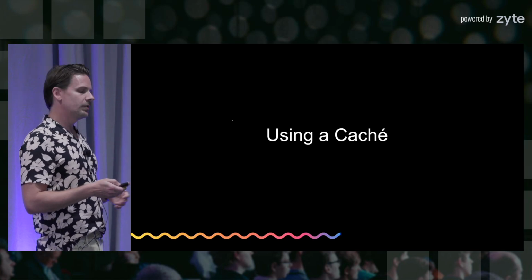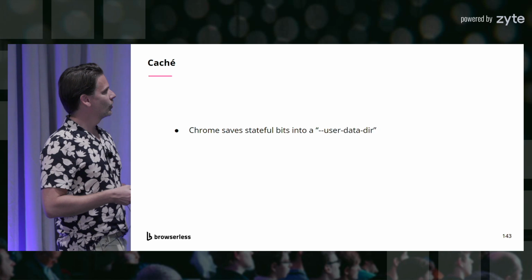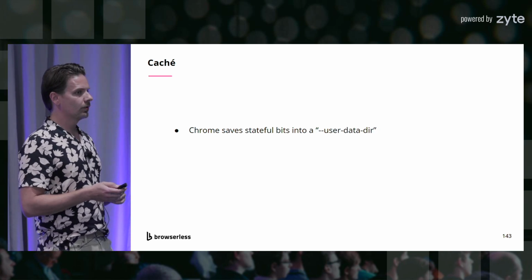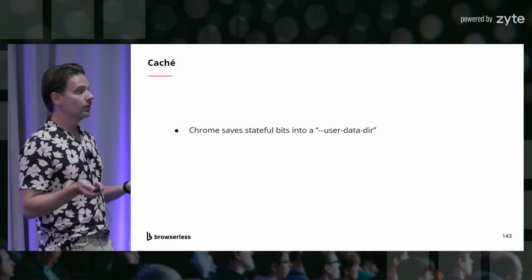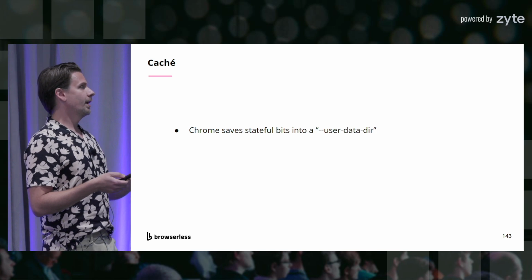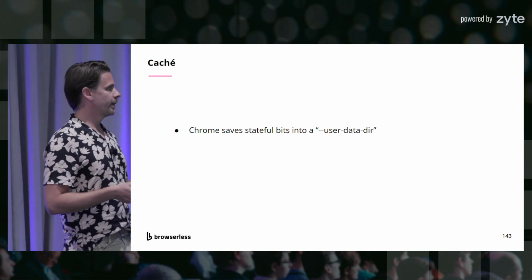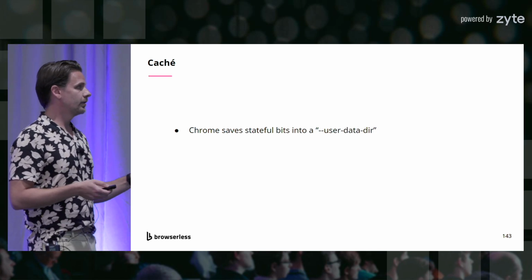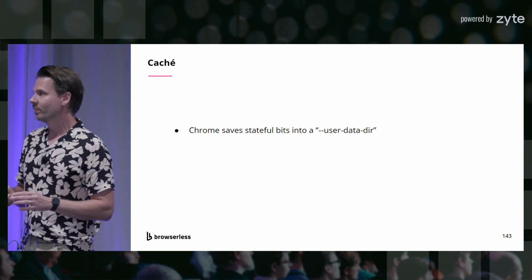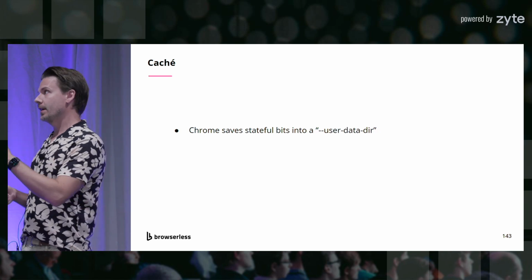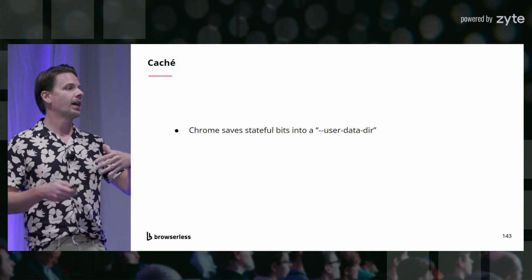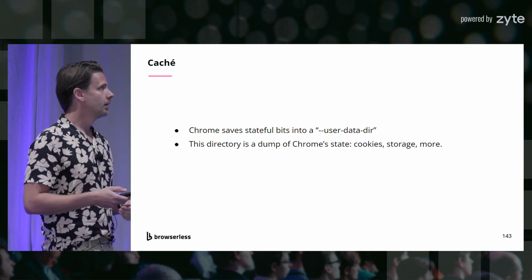So let's talk about using the cache. Chrome, like I said, saves stateful bits into the user data dir. On end user hardware, there is no flag for this. It varies on every operating system where this gets saved. Chrome has a lot of flags, so you can specify where you want this to be saved with user data dir, and this is what you'll see everywhere online, Stack Overflow, forums, things of that nature. When you start Chrome, you can specify this and point it to someplace in the local file system where Chrome is running to essentially hydrate where Chrome is at that point in time.